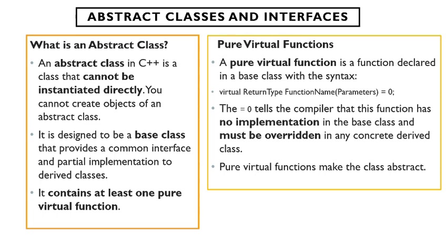Now, what is a pure virtual function? A pure virtual function is a function declared in a base class with the syntax as shown. It is declared by using the keyword virtual at the start, and when we take a closer look, it is given as equal to 0 at the end of the syntax. The equal to 0 tells the compiler that the function has no implementation in the base class and must be overridden in any concrete derived class. A pure virtual function makes the class abstract.